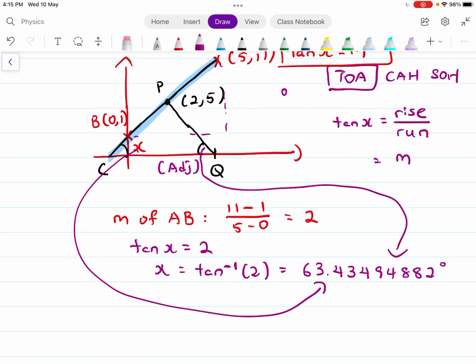Next, based on this idea, I want to calculate the angle right here. This is what I call the obtuse angle. The obtuse angle is 180 minus 63 point something, so let me just calculate. This will give you roughly 116.5650512 degrees. Why do I want to calculate the 116? Very simple, because you want to find the gradient of your PQ.